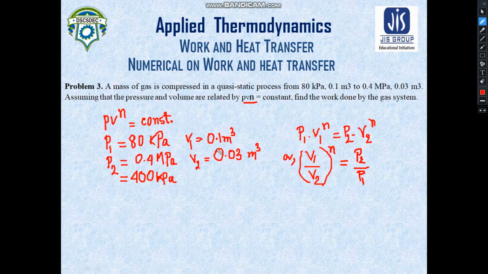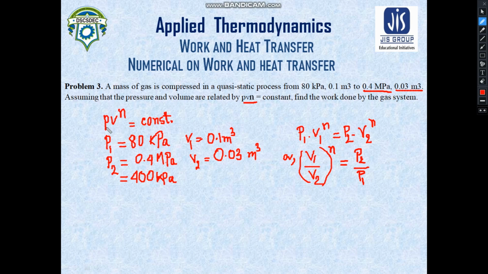The initial volume is given as 0.1 meter cube. The final pressure is 0.4 megapascal and the final volume is 0.03 meter cube. So here I have just converted this megapascal into kilopascal. You know, 1 megapascal is equal to 10 to the power 3 kilopascal.